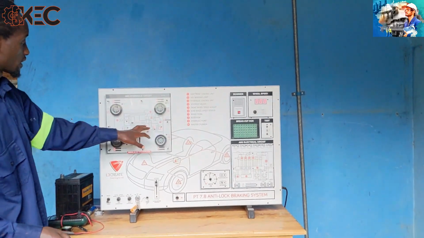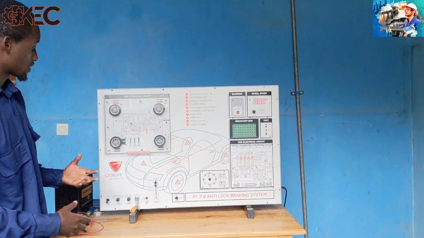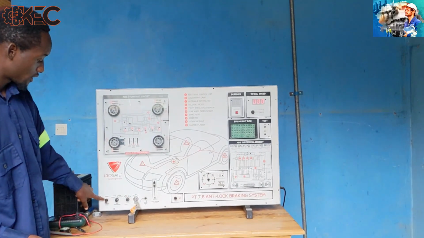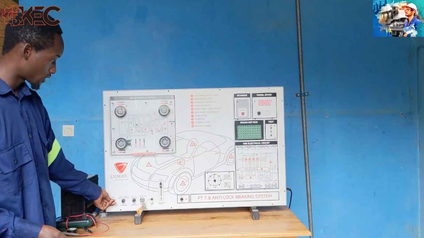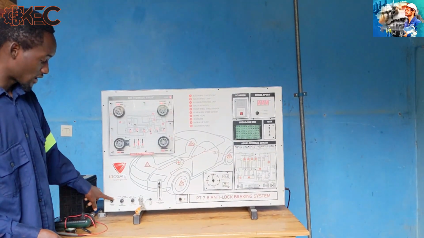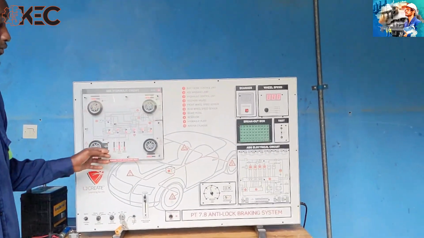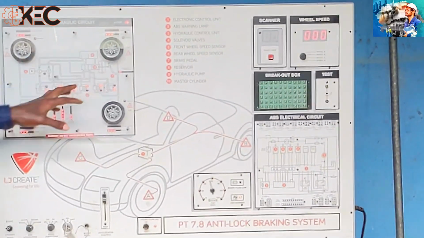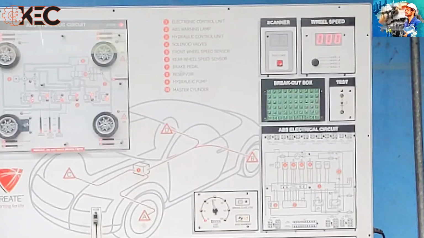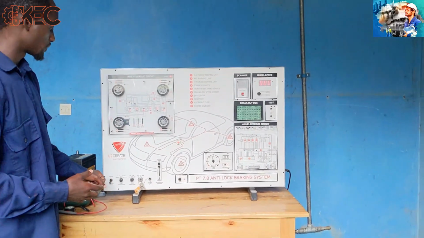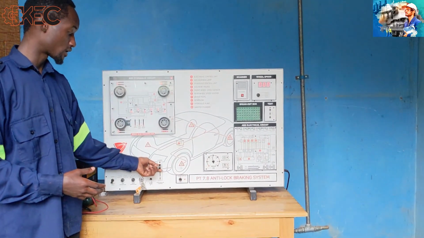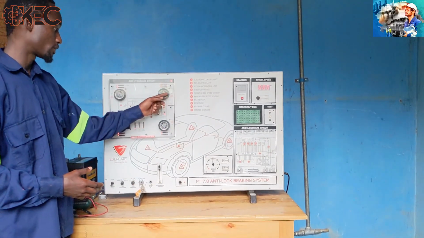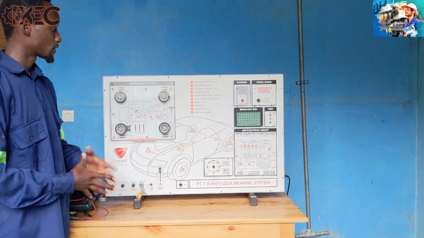All the indicator lamps light up, and then there is another switch that shows it's on static. It means that all the wheels do not rotate. And if you want all those wheels to rotate, you just turn to dynamic motion. And this is also used to increase the speed of those wheels.